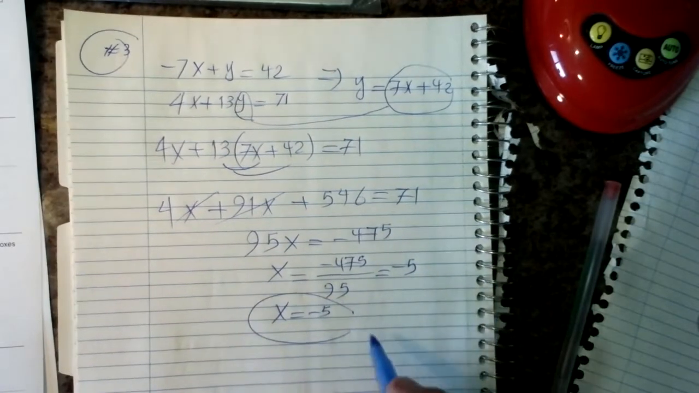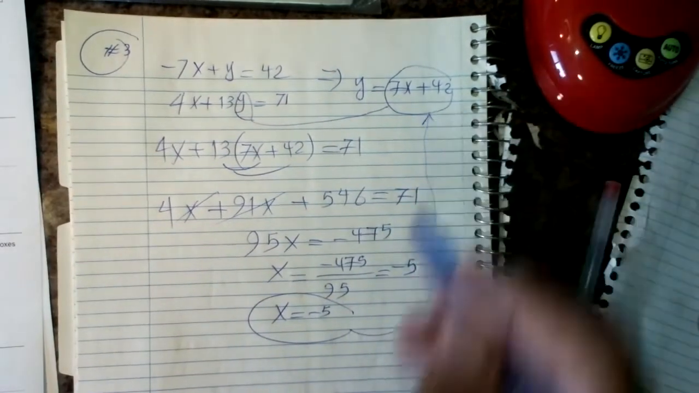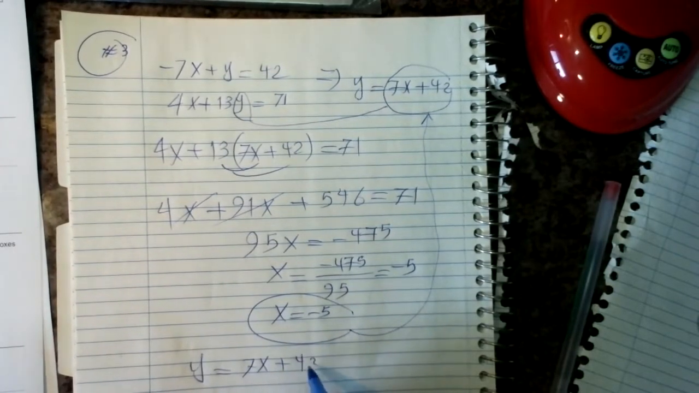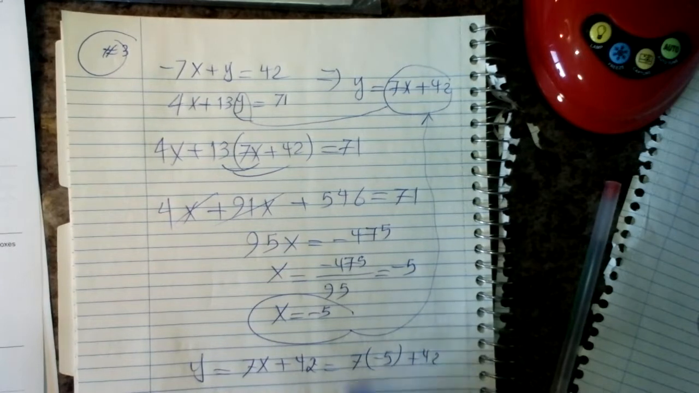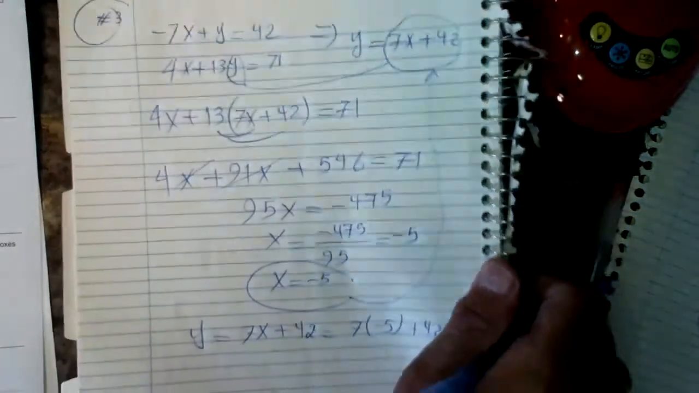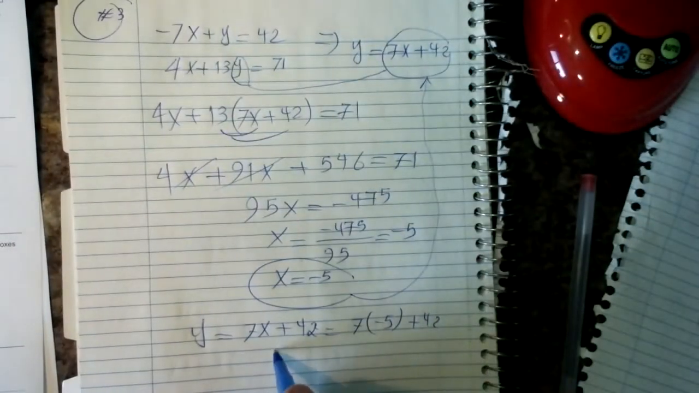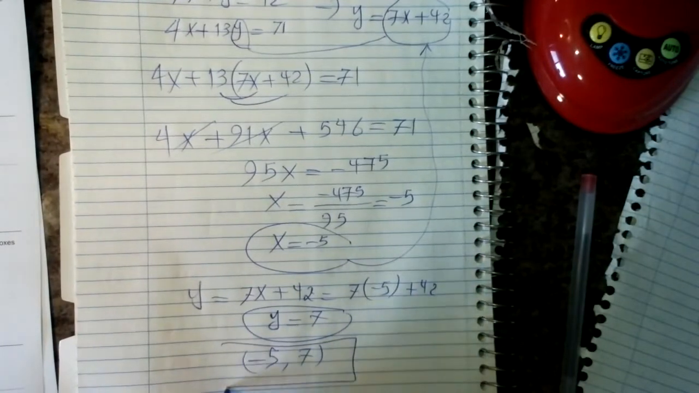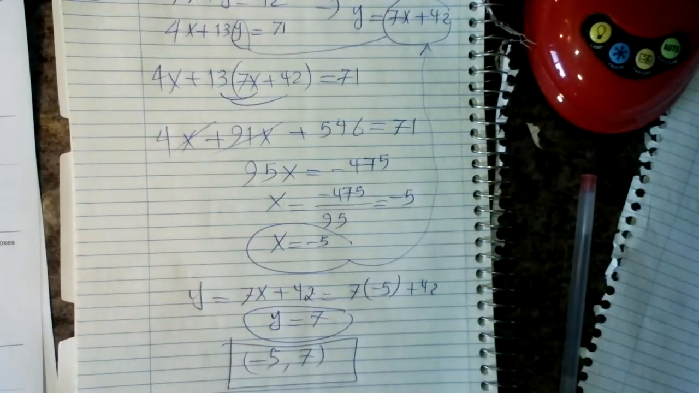And then we substitute -5 here into that equation. So we have x and y, and that's the point of intersection.